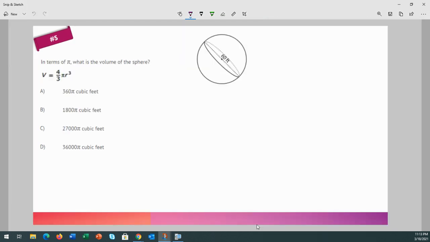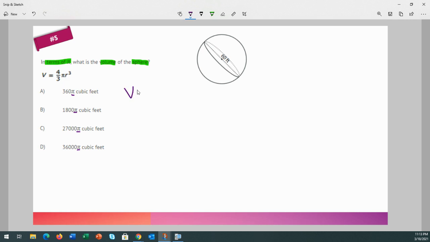All right, number 5. Boy, we're going quick. In terms of pi, what is the volume of this sphere? So once again, volume of a sphere, and they're telling us to leave our answer in terms of pi. And we can confirm how they want our answer. Look, every answer choice has the pi symbol in it. So when we work out our formula, we don't have to substitute 3.14. We could just leave the pi symbol there.